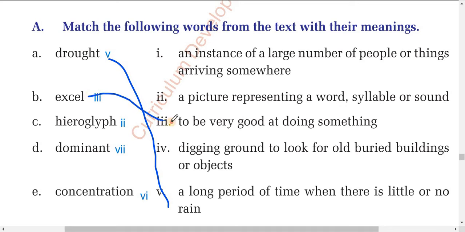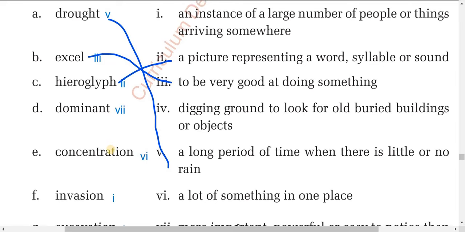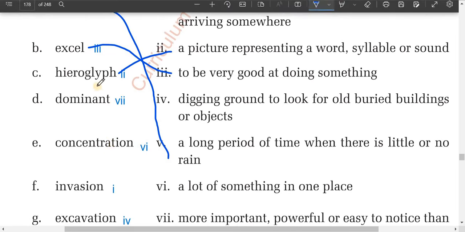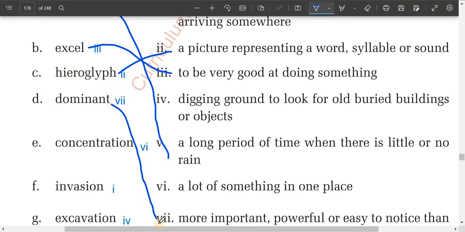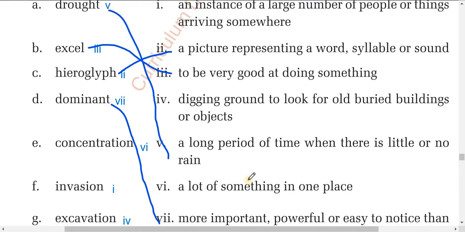Now, excel. Excel means to be very good at doing something. Hieroglyph means a picture representing a word or syllable or sound. Now dominant. Dominant is VII. Dominant means more powerful and important, or easy to notice.